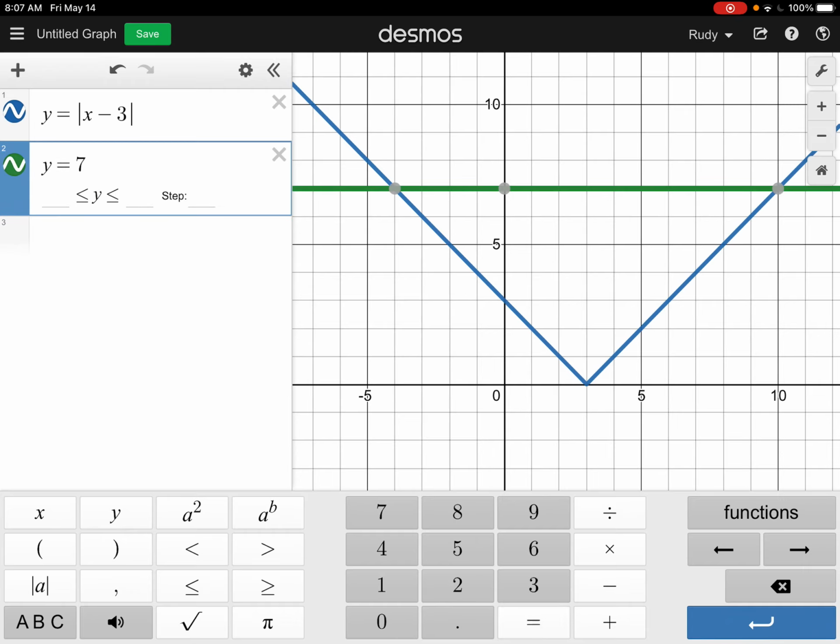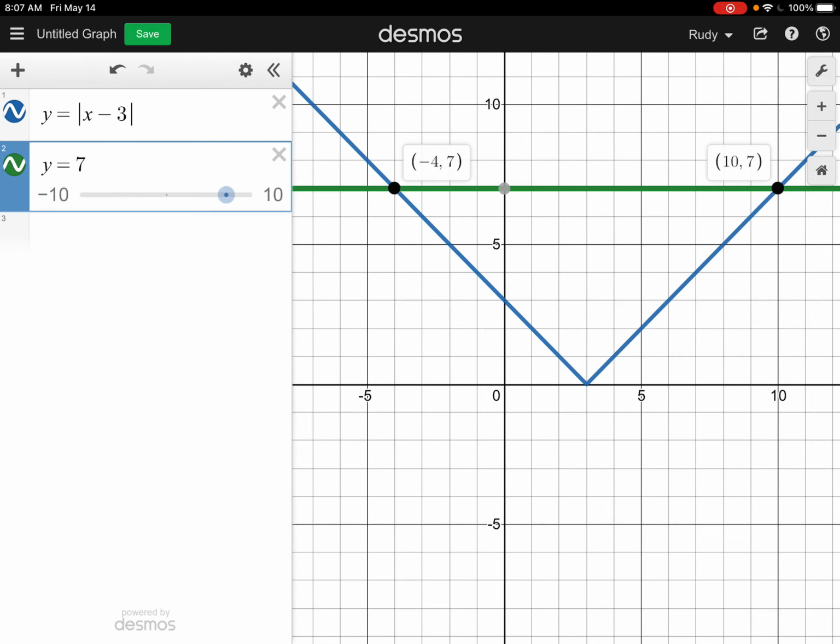So what you see in blue is the left-hand side of the equation. What you see in green is the right-hand side, and I'm trying to see where these two intersect. And I'm solving for x, so all I really care about is the x-coordinate, which is -4 and 10. Those are my two solutions, -4 and 10. And so my work is right here. My work was graphing using technology. My solutions are -4 and 10.